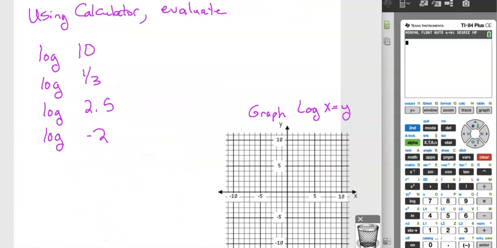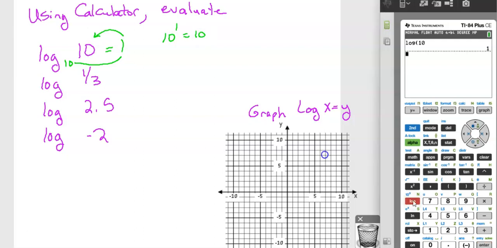Now, on your calculator you have a log button. If I just wanted to evaluate log of 10, I want to remind you, if I don't say a base, it's an automatic base 10. So you can check this. 10 to the 1st power is 10, so you didn't need a calculator on that. So log of 1/3, log of 2.5, and log of -2.